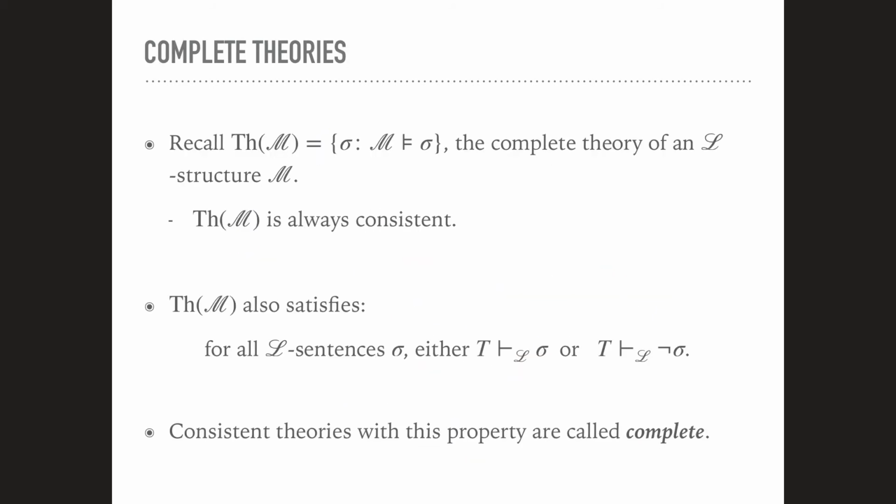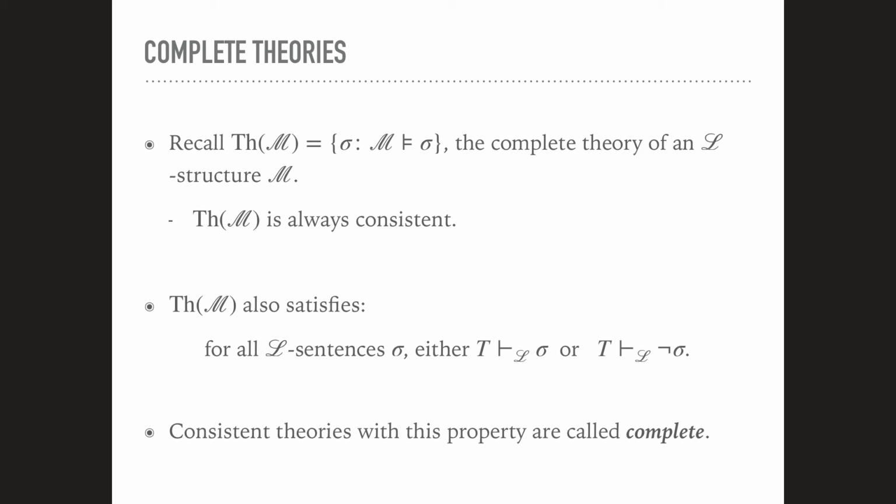Recall from the last lecture where we defined examples of theories, there was one specific example where we started out with a structure and then collected all the sentences that are true in this structure in a theory. This was the theory of M, the structure M, and it's also called the complete theory of an L-structure M. Note that the theory of a structure is always consistent.